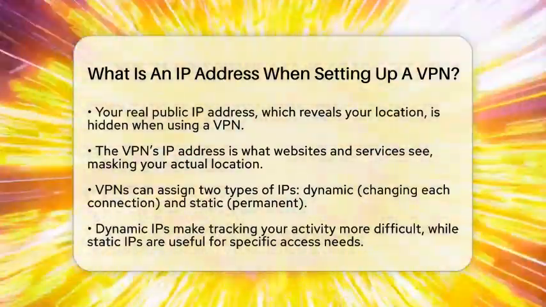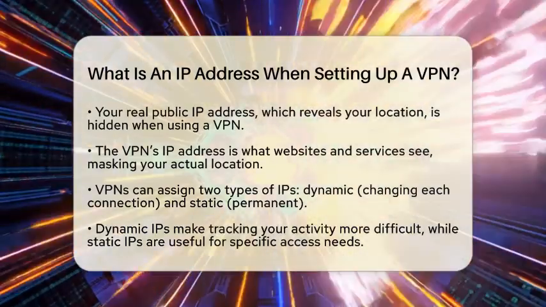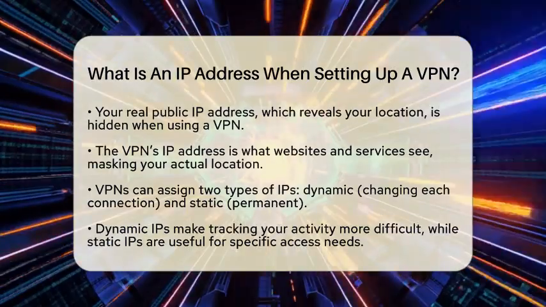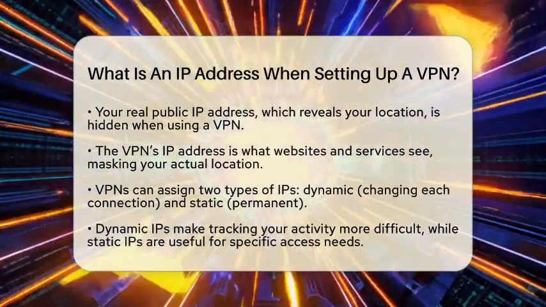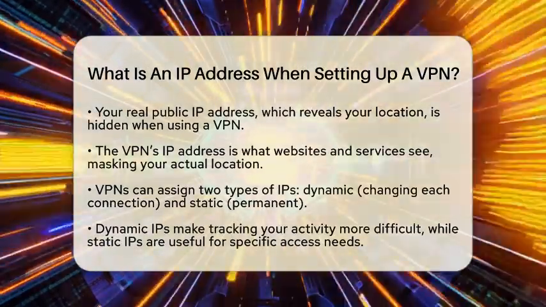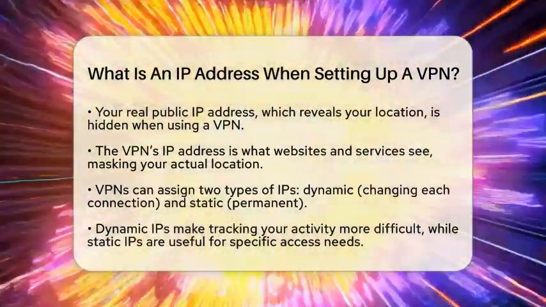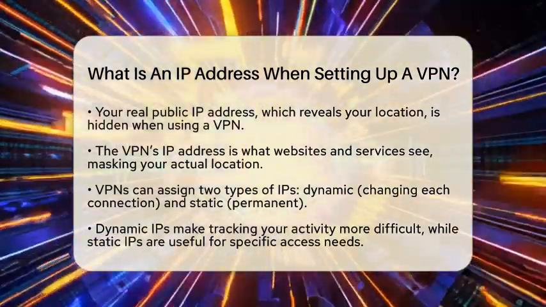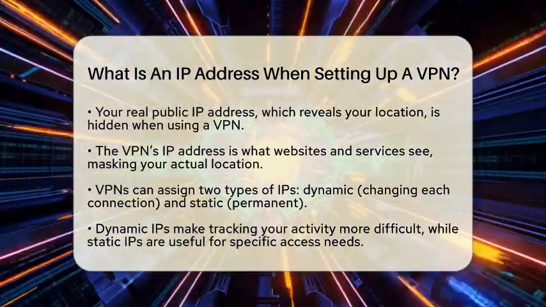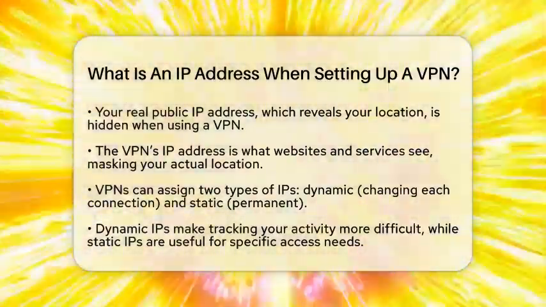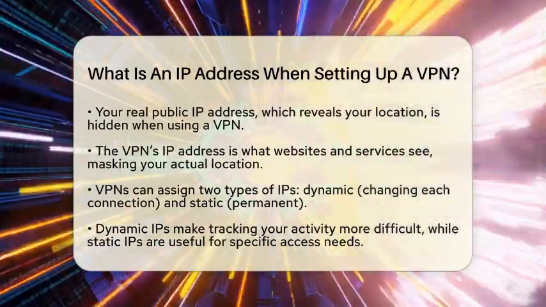Your VPN IP address also plays a big role in protecting your privacy. Normally, your internet service provider assigns your device a public IP address that reveals your location and who you are online. When you use a VPN, your real IP is hidden. Instead, the VPN's IP address is what other websites and services see. This masks your actual location and makes it harder for anyone to track you. It's a key part of staying anonymous and secure online.